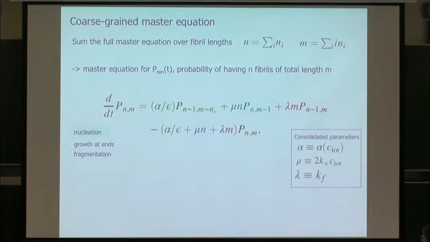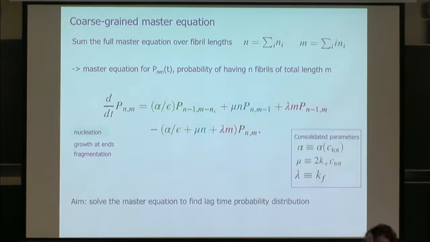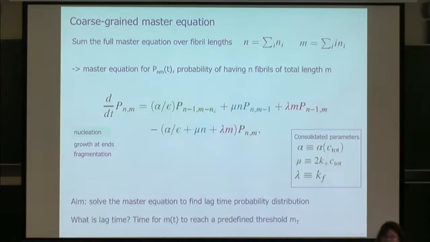So it's a lot smaller than the other one, and it's got terms for nucleation, it's got a term for growth at the fibril ends, and it's got a term for fragmentation. And we've redefined some variables. So now mu describes the growth at the fibril ends, and lambda now describes the fragmentation rate. I wouldn't have done this, but Uri likes to do this kind of thing. So the aim is to solve this master equation to find the probability distribution for the lag time, and we have to define what the lag time actually means. So what we say is that the lag time is going to be the time for this fibril mass to reach a predefined threshold, which we call mt.